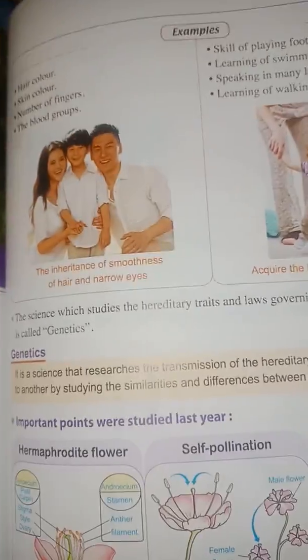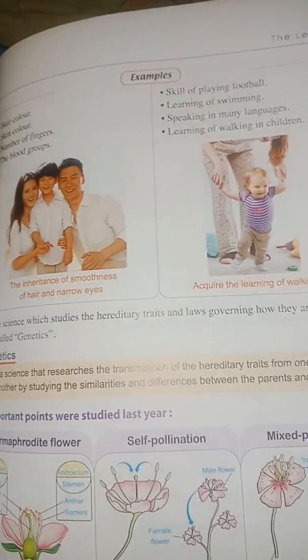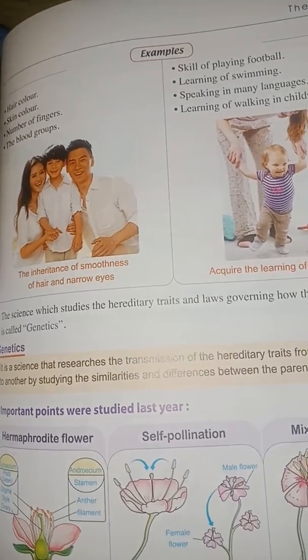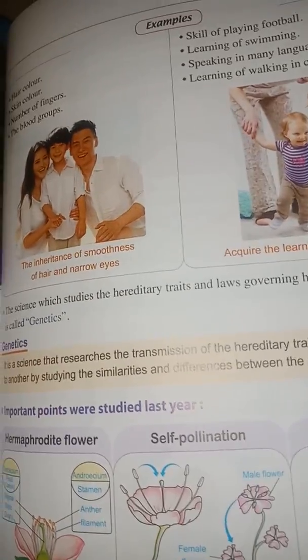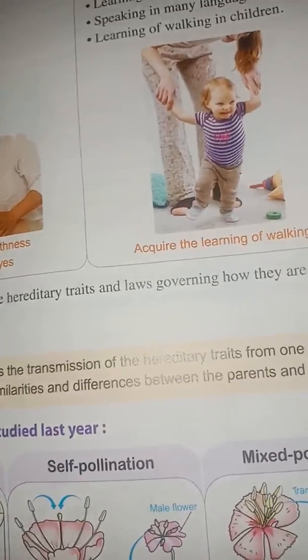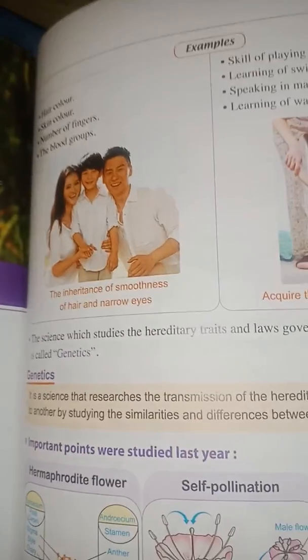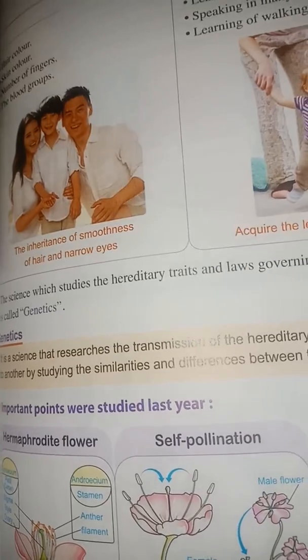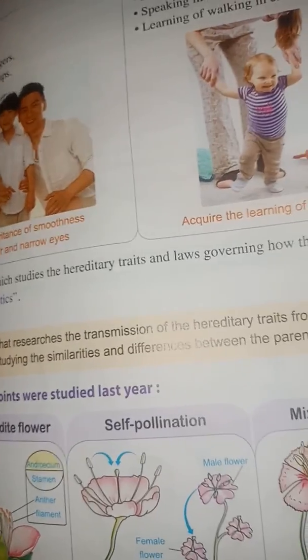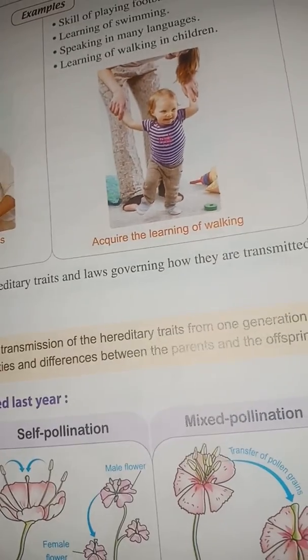What is meant by genetics? Genetics is the science that researches the transmission of hereditary traits from one generation to another by studying similarities and differences between the parent and offspring. هو العلم الذي يبحث في انتقال الصفات الوراثية from one generation to another، من جيل إلى آخر، by studying similarities، بدراسة أوجه التشابه and differences، وأوجه الاختلاف between parents and offspring، بين الآباء والأبناء.